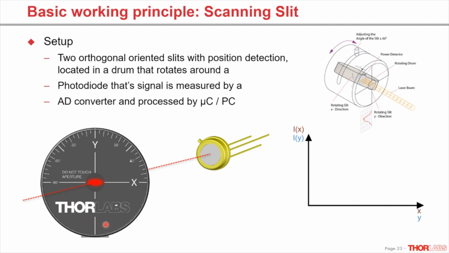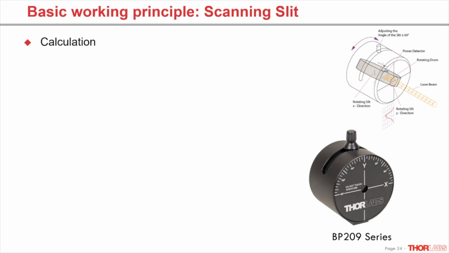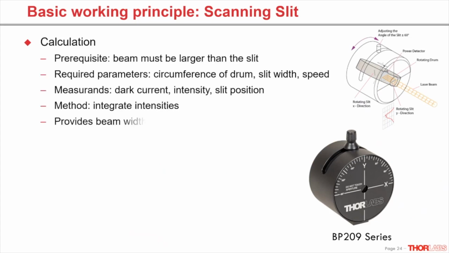I will start an animation. The slit moves along the Y direction and the blue profile is recorded. And you have seen the next slit moving along the X axis. And here you can see the recorded red X profile. To achieve reliable results, the beam diameter must be a lot larger than the slit width.